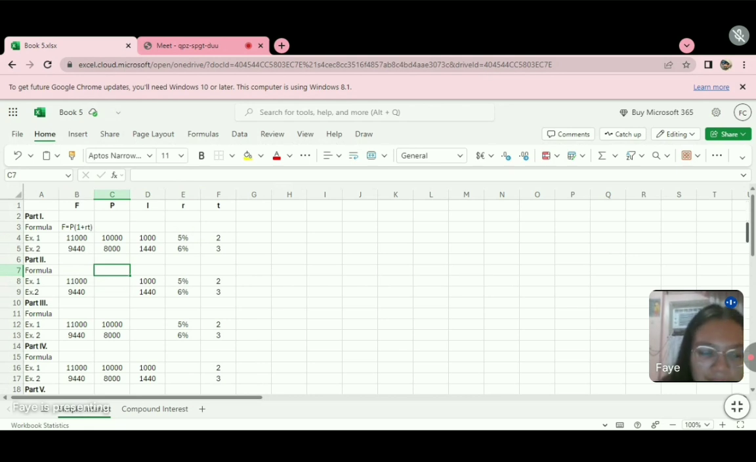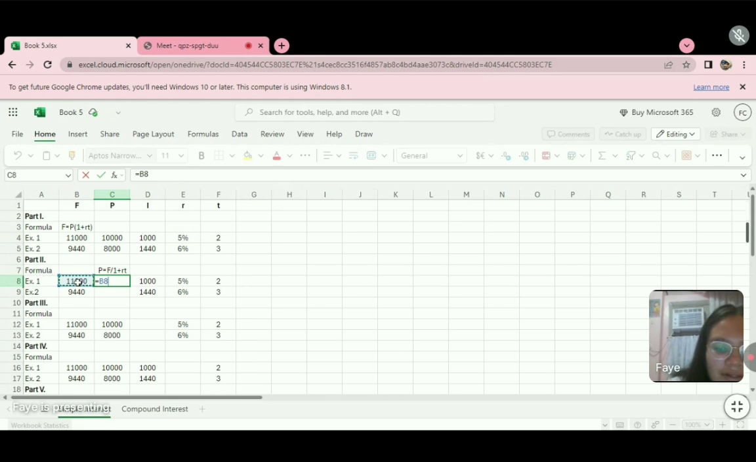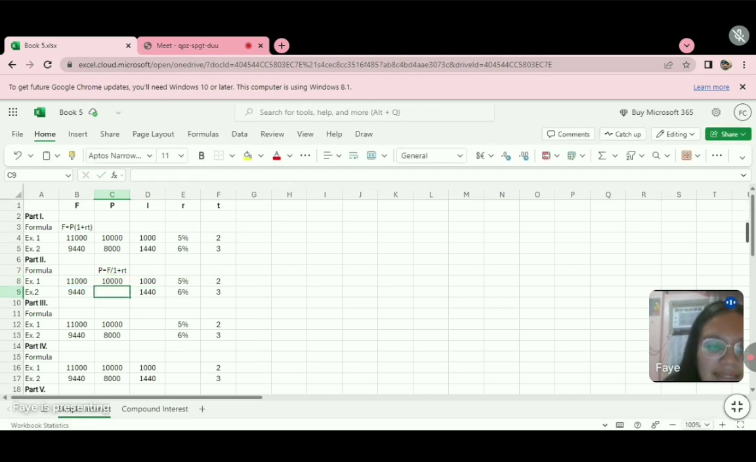Let's move on to P. So P is the principal value. We already have the future value, which is 11,000, so we'll look for the principal value. The formula for P is equal to F over 1 plus RT. So let's use the formula. P equals F over quantity 1 plus R multiplied by T. So we get 10,000.